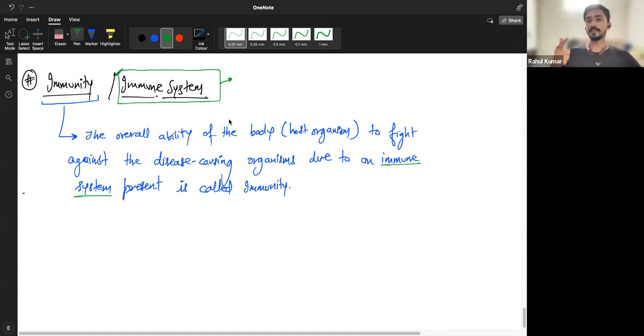So various structures, layers, tissues, and cells organized in our body to defend it against pathogens and antigens.